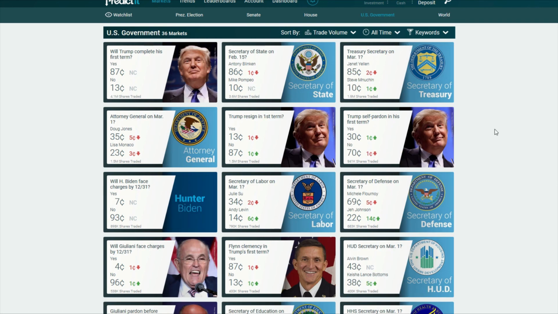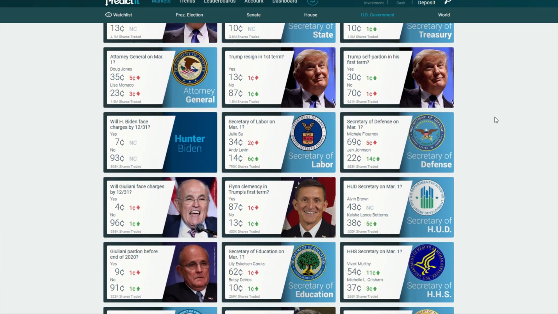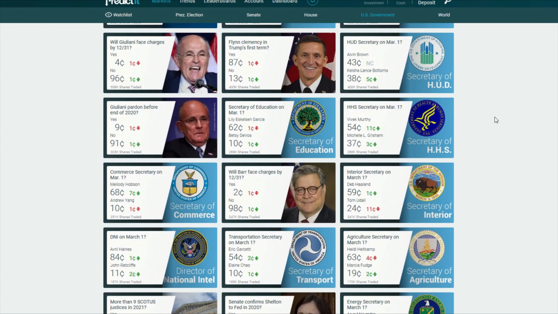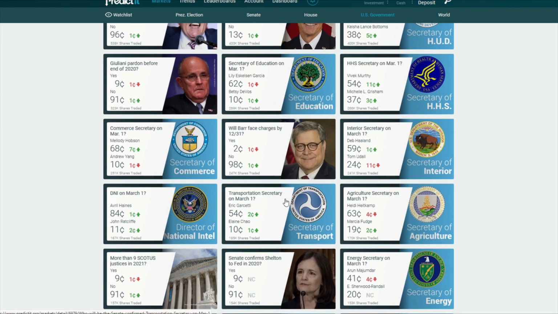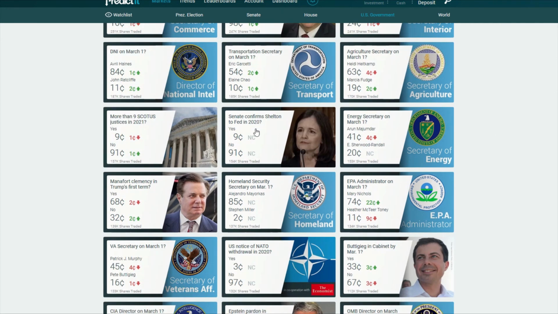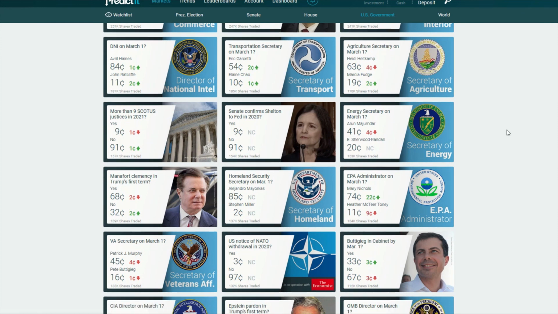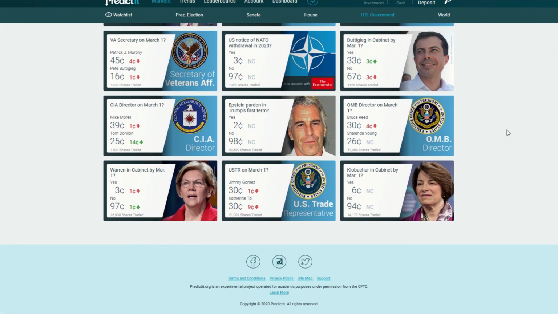And moving on to the US government, being in the US, something that most people are interested in, this is where you could bet on the US government. And this is not just the presidential election. You could also bet on who would be the Secretary of State, who would be the Secretary of Labor. Will Bill Barr face charges by the end of the year? Who would be the Fed chairman? So there are many different things you could do.